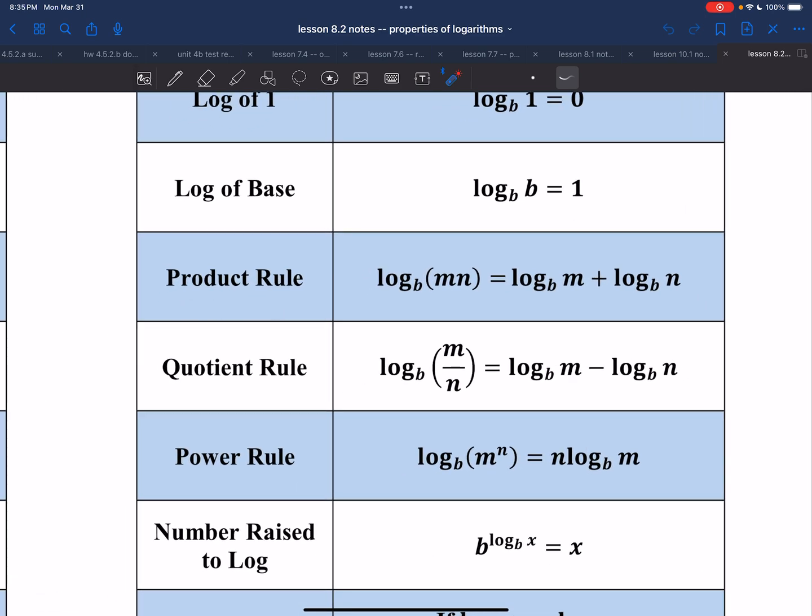The quotient rule is the exact same thing, but subtraction. If you're subtracting the logs, you can use division of the arguments.